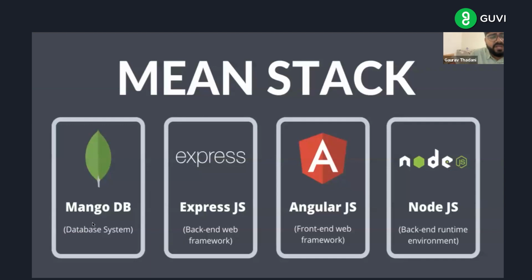As I told, MongoDB is a database system, Express.js is a backend web app framework, AngularJS is a front-end web framework, and Node.js is the backend runtime environment. Without the environments, we can't do anything. Now we'll take a little pause, and we'll take questions if you have any in between.